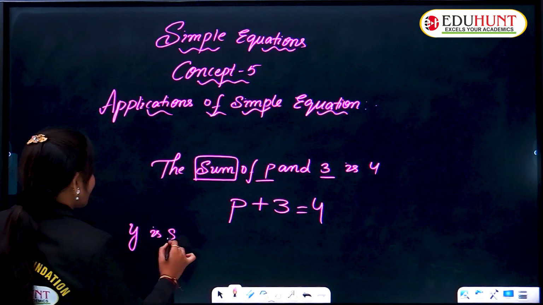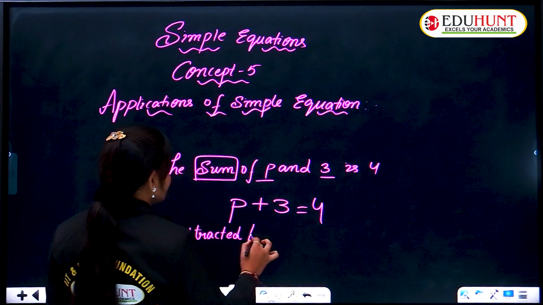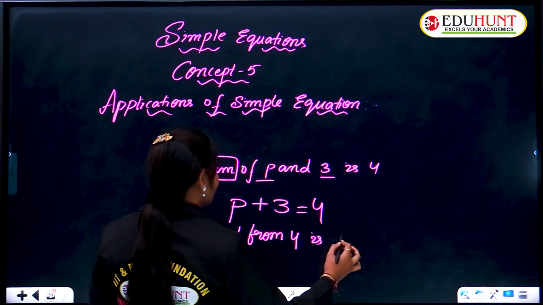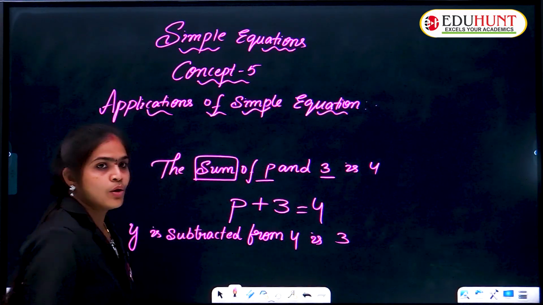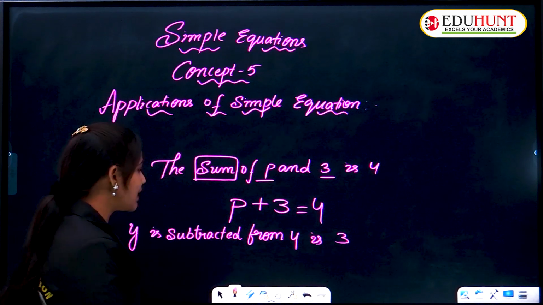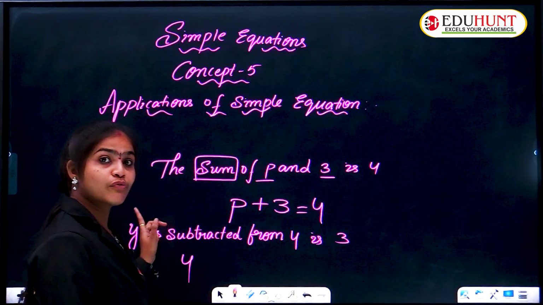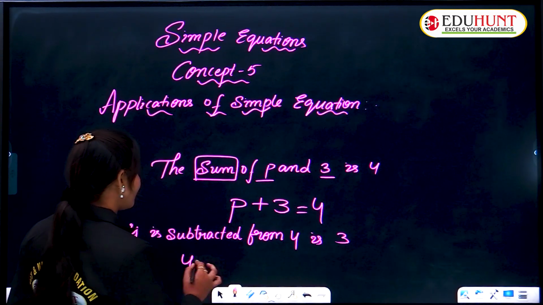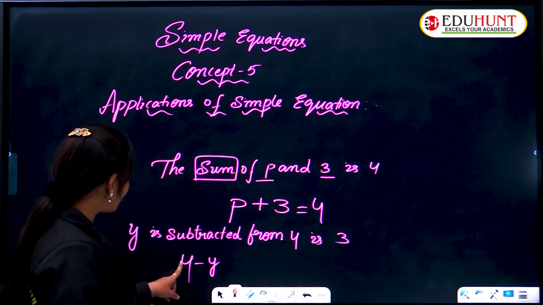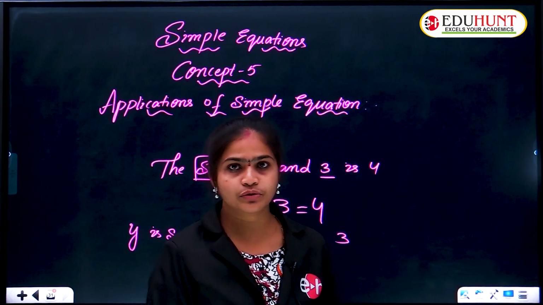Next, see this: y is subtracted from 4 is 3. Y is subtracted from 4. The number after "from" becomes the minuend, and the number being subtracted here is y, which means 4 minus y. Y is subtracted from 4, then the result is 3. Understood? In this way you have to change it.